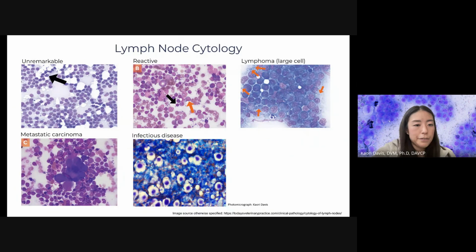The top left figure shows the normal lymph node. So the vast majority of the lymphocytes in this figure are small and mature. A lymph node can show reactivity.